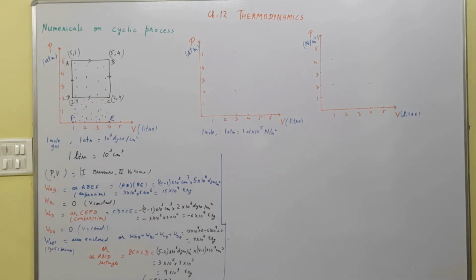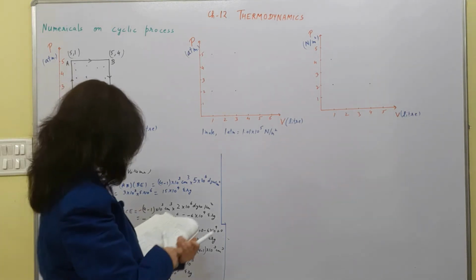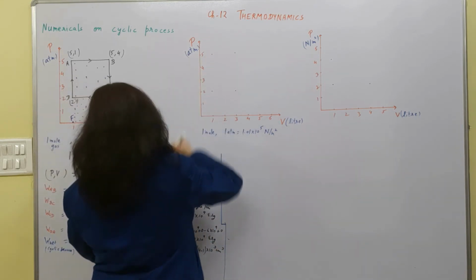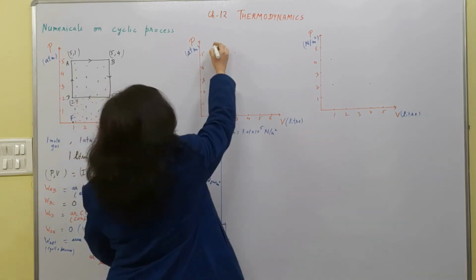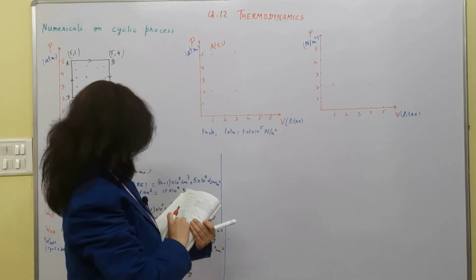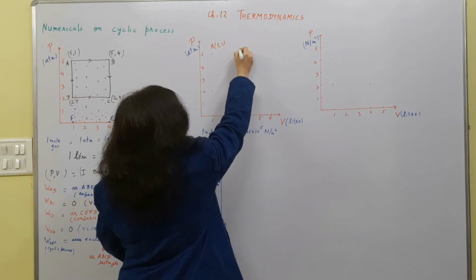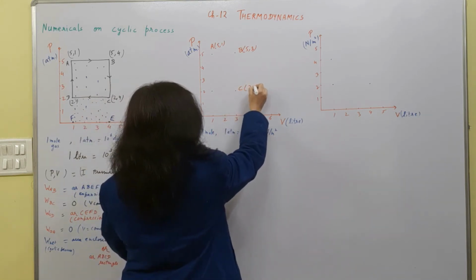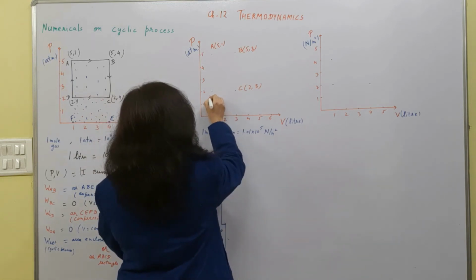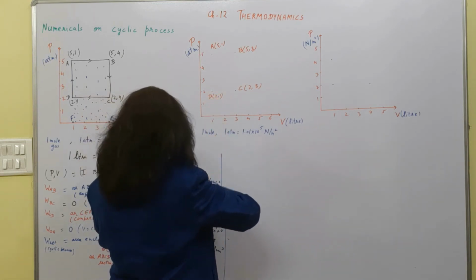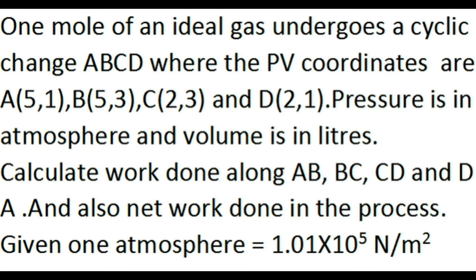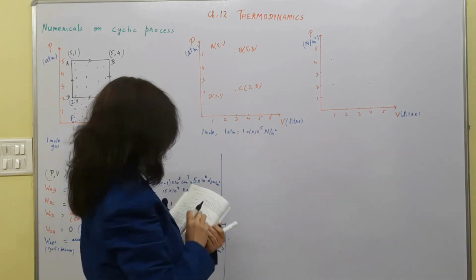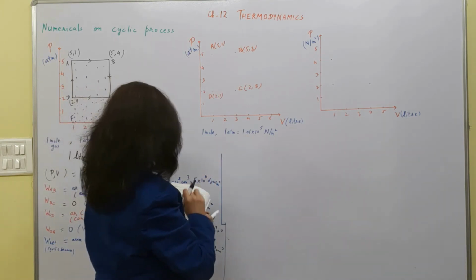The next question says 1 mole of an ideal gas undergoes a cyclic change ABCD where the PV coordinates are A 5 1, B 5 3, C 2 3 and D 2 1, where P is in atmospheres, which is given as equal to 1.01 Newton per meter square, and volume is in liters. This is also given in the question.